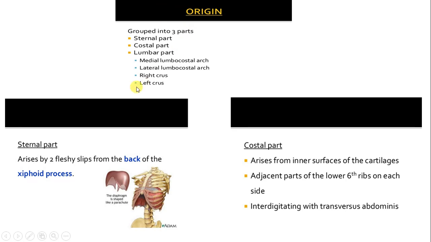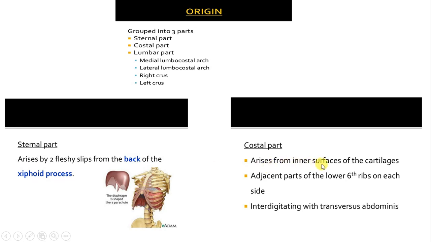Now its origin is different. It has three parts of origin, because it's not quite circular, it's an oblique one. Three parts: sternal part, costal part, lumbar part, and also the lumbar from the medial lumbocostal arch, lateral lumbocostal arch, right crus and left crus. Here first we see the sternal part from the two slips from the back of the xiphoid process.